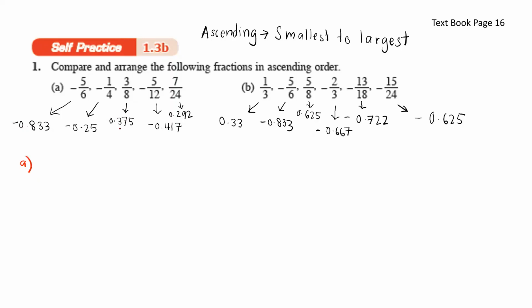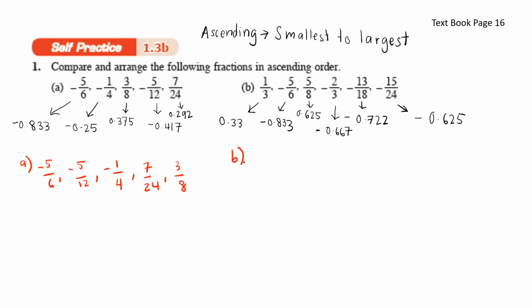The smallest number here will be negative 0.833, which is the decimal number for fraction negative 5 over 6. Following that, it will be negative 0.417, which is the decimal for negative 5 over 12. Then negative 0.25 for negative 1 over 4, 7 over 24, then 3 over 8.